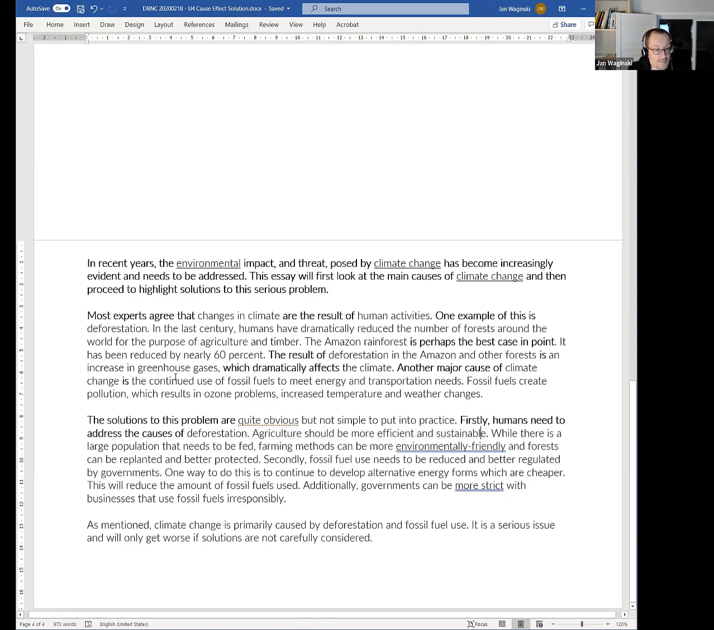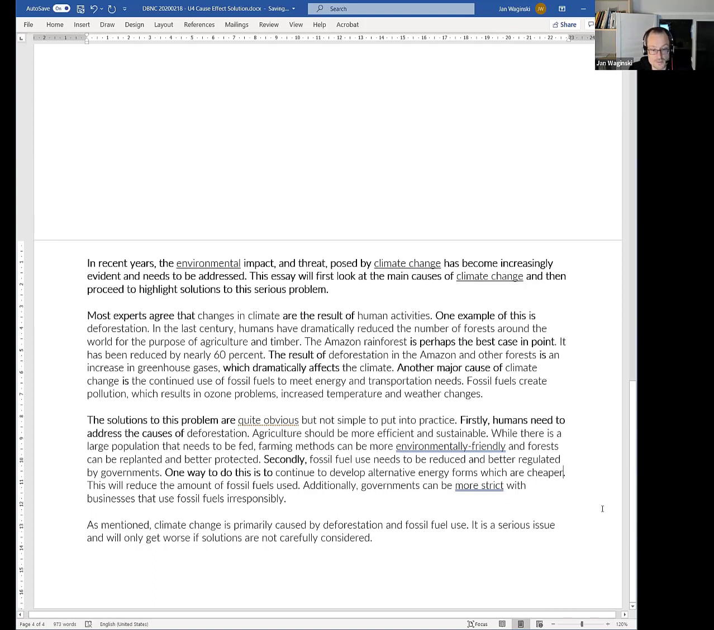So the solutions need to be related to the problems mentioned in the first body paragraph. While there's a large population that needs to be fed, farming methods can be more environmentally friendly. And he chose not to go into greater detail. It's simply not necessary and you don't have time to do it. And forests can be replanted and better protected. Secondly, fossil fuel use needs to be reduced and better regulated by governments. One way to do this is to continue to develop alternative energy forms which are cheaper. This will reduce the amount of fossil fuels used.